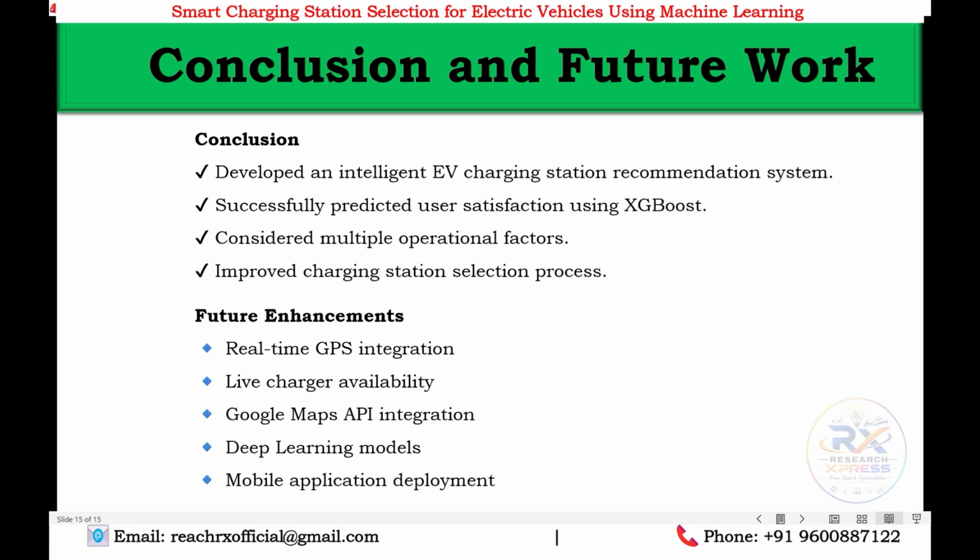The conclusion and future work. The conclusion is that the intelligent EV charging recommendation system we have developed successfully predicted user satisfaction using the XGBoost method. It considered multiple operational factors. Based on that only, the results by the XGBoost method come out good. We have achieved an improved charging station selection process. For future work, we can use real-time GPS integration, live charger availability, Google Map API integration, deep learning models compared to the XGBoost method, and mobile application deployment. These are the future work we can do.